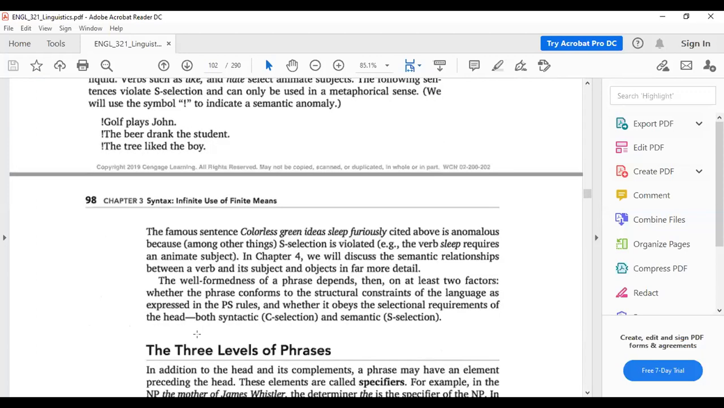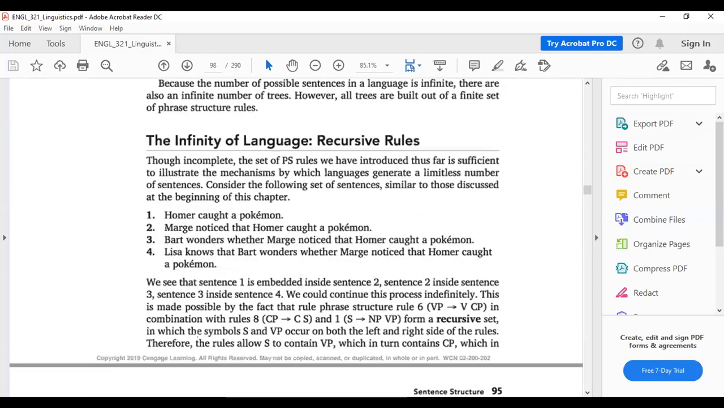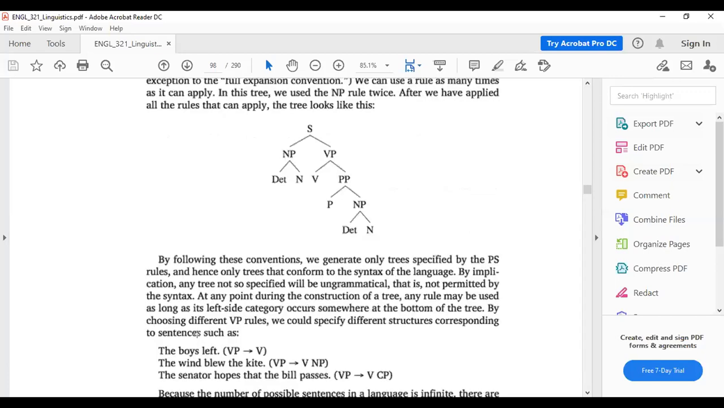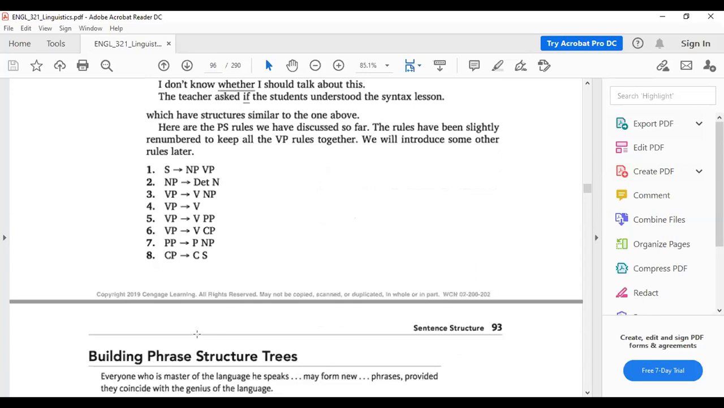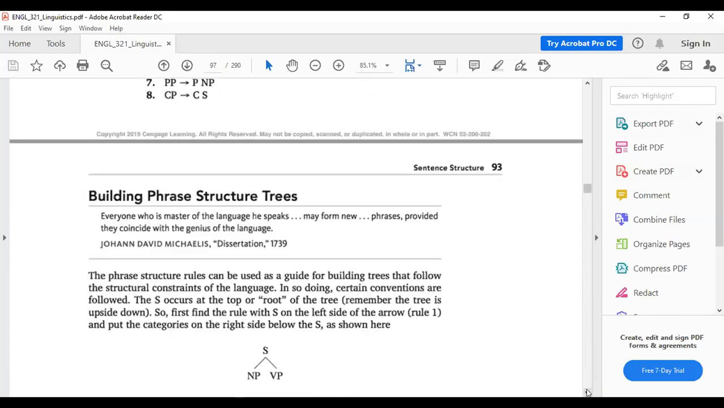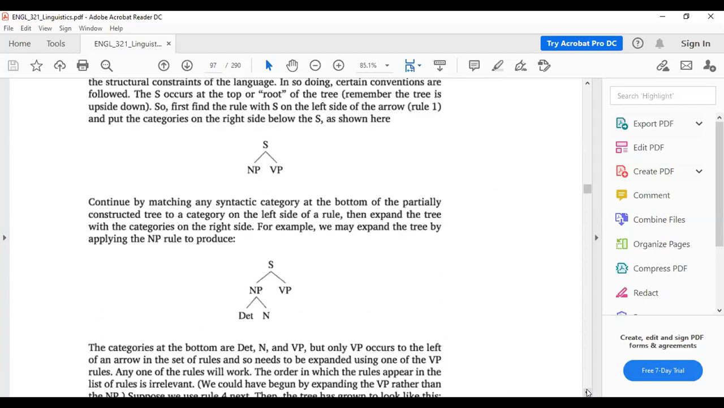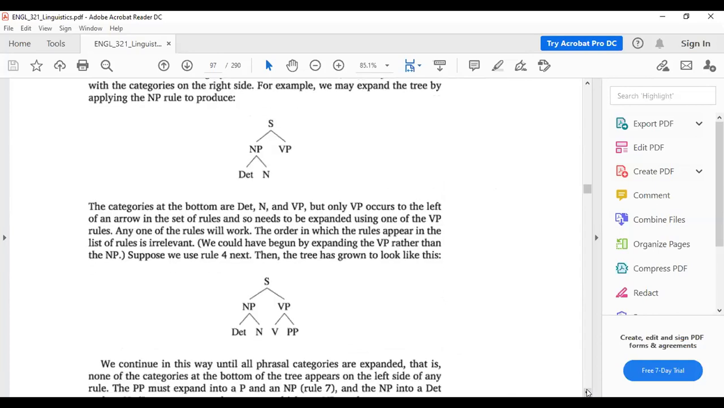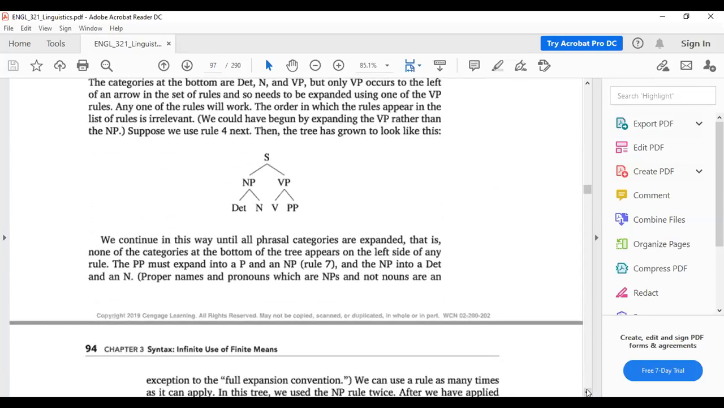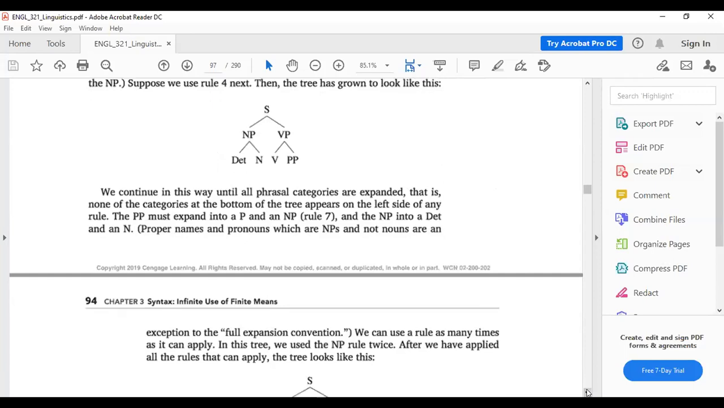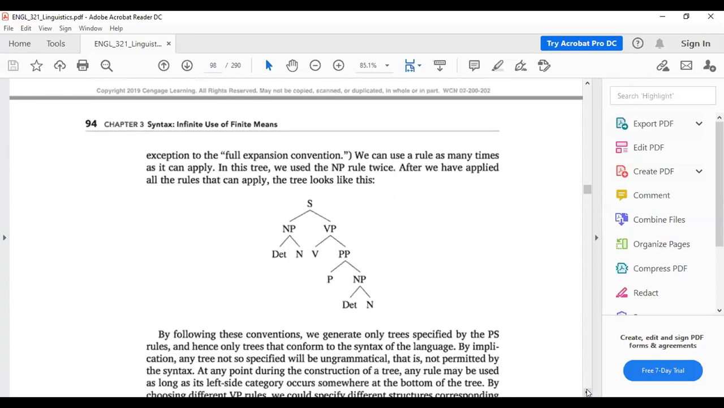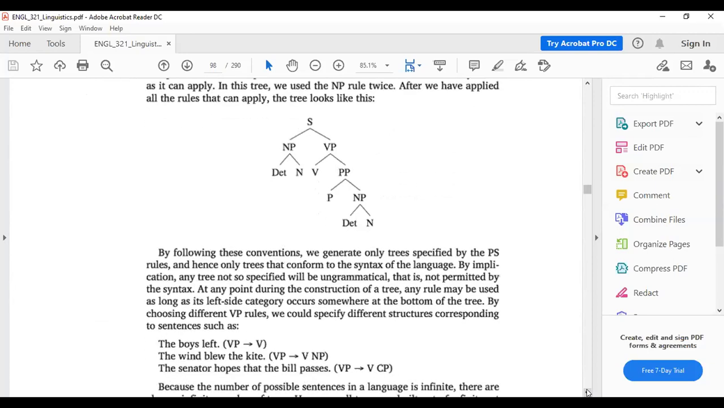Next time, Qais will be presenting. After the excellent presentations from Surah and Bushra and Noor, we expect something like this from you, Qais, and inshallah, you can and you will do this. So Qais will be talking about building phrase structure trees, the sentence and VP and NP. Bushra and Surah and Noor talked about this, Qais, so you can add more examples if you wish.